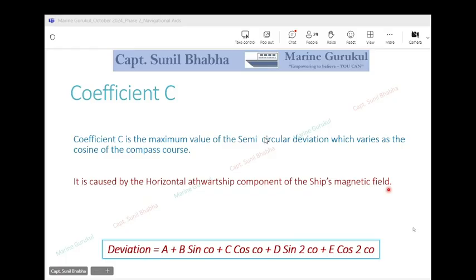Bravo and Charlie, both these coefficients are exactly similar with only one difference. Coefficient C is dependent upon the athwartship component of the ship's magnetic field. The last coefficient which we discussed, coefficient B, was dependent upon the fore and aft component of the ship's magnetic field, and coefficient C is dependent upon the athwartship component. Exactly like coefficient B, which had two components, coefficient C also has two components: permanent C as well as induced C.